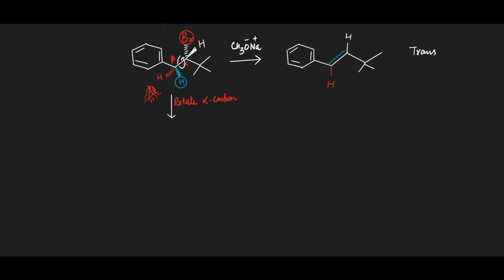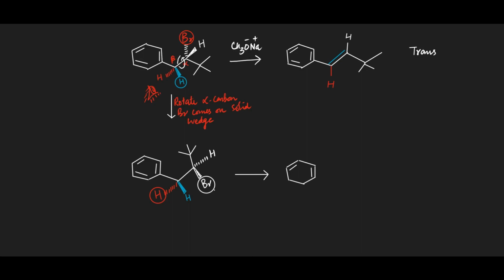So we will rotate alpha carbon so that bromine is now on solid wedge, hydrogen on this alpha carbon goes on dash and tertiary butyl group is now facing towards the side of the phenyl ring. In this particular conformation, bromine and red hydrogen are trans and perfectly oriented for E2 elimination. This elimination of red H and Br gives this alkene in which pi bond is shown in red color.